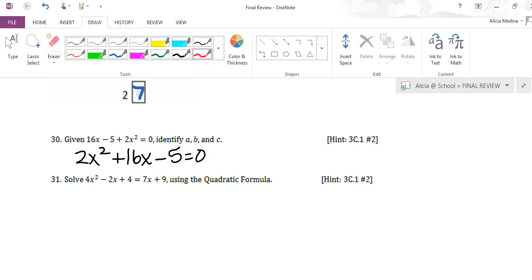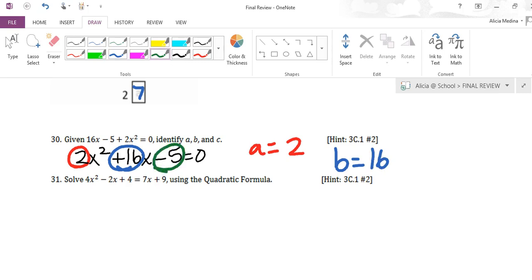So stating my a value, notice a is just a number. It's whatever's in front of the x squared. I do not need to write the x squared. Actually, you shouldn't. That's not what a is. a is whatever's in front of it. Our b value is whatever's in front of the x. So that's a positive 16. So again, no x, just a number. And the last term is our c value, and that's whatever doesn't have a letter. So that's a minus 5. Again, it doesn't ask us to do anything. All it asks us is to state what each one is.